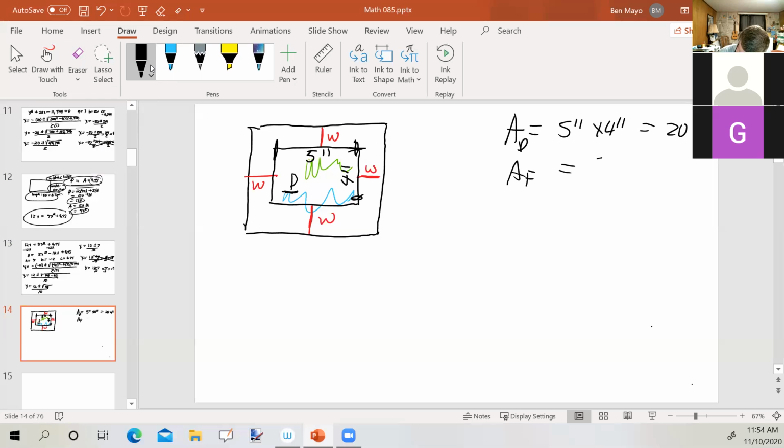The area of the frame is equal to that. So the total area would be 40 square inches. Okay, so again, they said the matting's area is equal to the area of the picture. We can see that the area of the picture is 5 times 4, 20 inches. So the matting is the same. The total is 40 square inches. Okay, we all right with that?